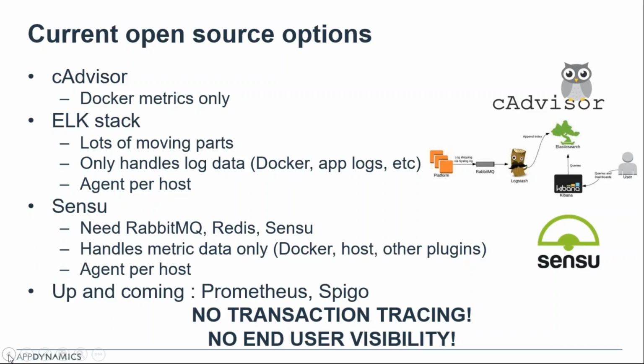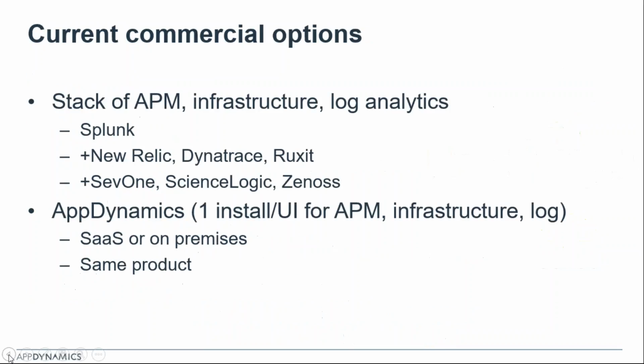And then there are some other names out there, Spigo being one, but a lot of these options are coming up, and some of them are pretty good for what they do. But if you're looking for end-to-end visibility, if you're trying to look at the checkout transaction and you want to see why the checkout transaction is slow, you really don't get that kind of visibility and correlation end-to-end.